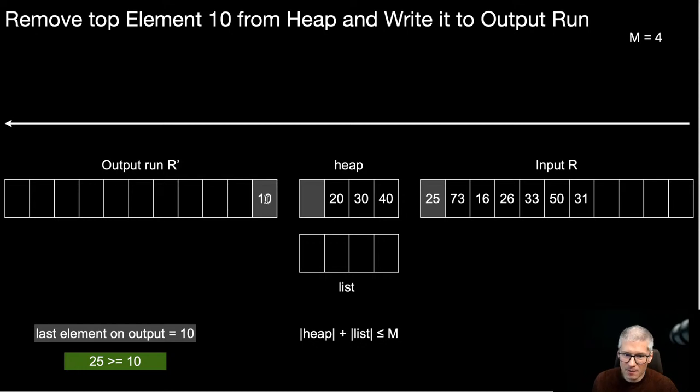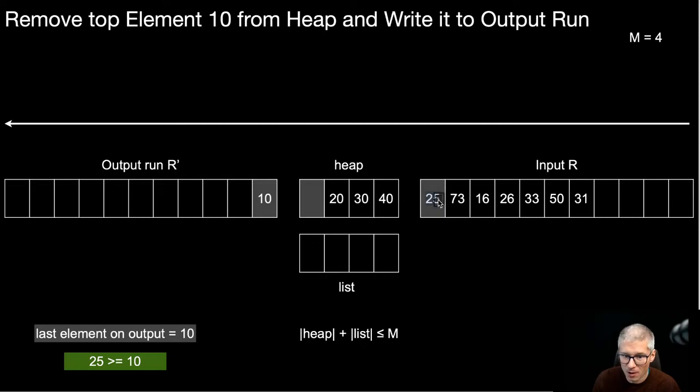And now I will draw the next element from the input. The trick of this replacement selection algorithm is to always make a comparison. Is the next element I'm about to draw smaller or equal to the last element I just wrote out to the output run? In other words, I have to look at this number, the 10, the last element on the output, and compare it with the next element I'm about to draw from the input. If the element I'm drawing is bigger or equal to the one I just output, I'm allowed to put it in the heap.